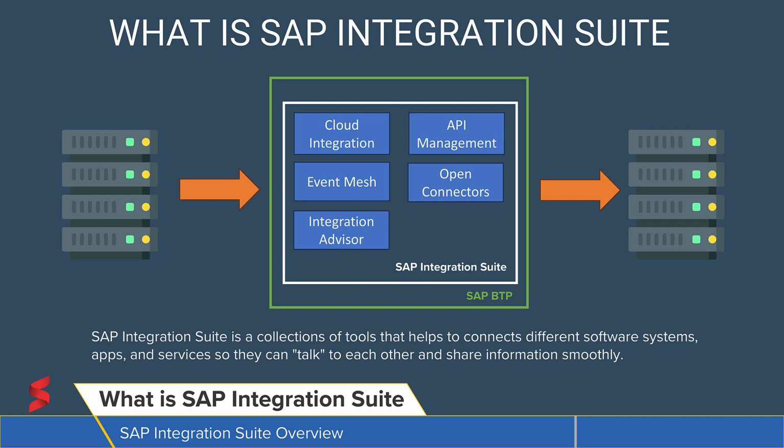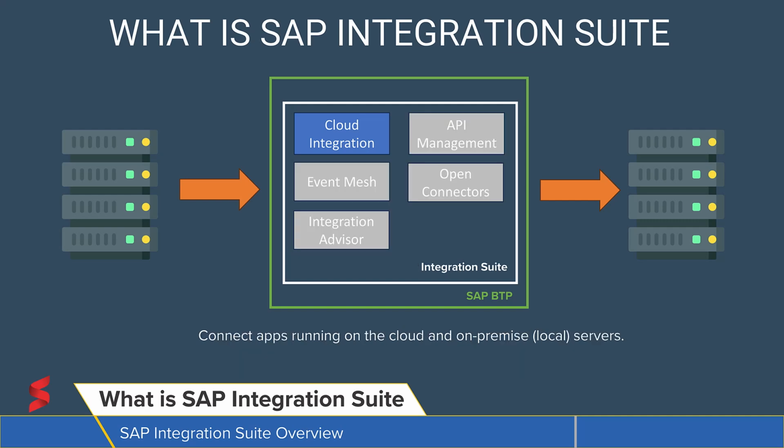So SAP Integration Suite is like a digital bridge that connects different software systems, apps, and services so that they can talk to each other and share information smoothly. Imagine you have different pieces of a puzzle like sales, finance, customer data, or e-commerce platform. SAP Integration Suite helps to connect all those pieces so they can fit perfectly and work as one complete piece. So it's part of SAP Business Technology Platform, which is BTP, and it is mainly used by businesses to ensure that different apps, whether built on SAP or other platforms, can work together seamlessly.